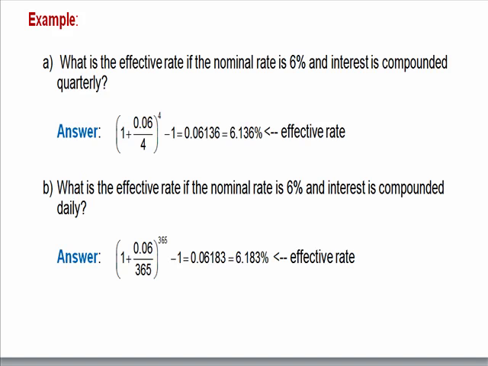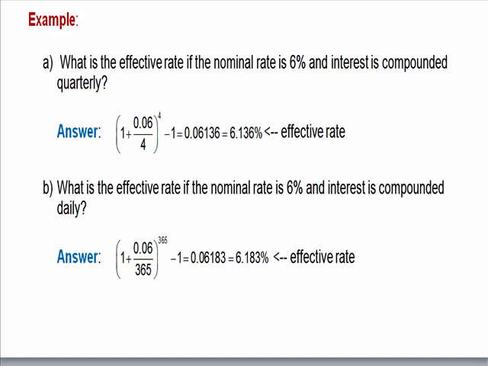Let's take a look at a second example. What's the effective rate if the nominal rate is 6% and the interest is compounded daily? Now, a quick note, when we talk about daily, typically you will see your book use 365 for the number of days in the year. So if we do this, we'd have the quantity 1 plus, and again our rate was 6%, so 0.06, divided by n, which in this case is 365, all raised to the 365, and then we subtract 1. If we do that, we get 0.06183, or in other words, we get 6.183% as our effective rate.